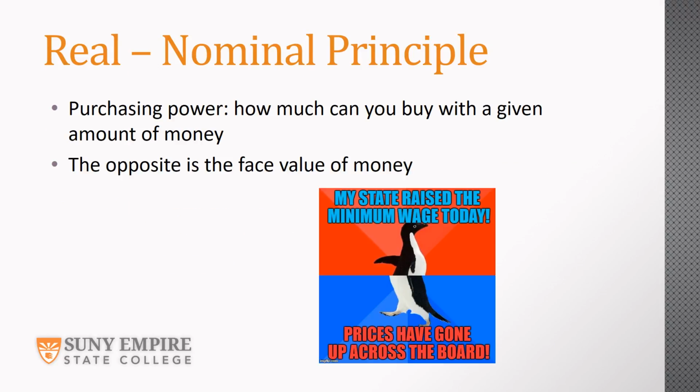The real nominal principle is a central concept to macroeconomics. It is the difference between what something is worth and what it is really worth. In other words, it is the difference between purchasing power of money and face value. Purchasing power is how much you can buy with a given amount of money. Face value is the amount printed on the bill or stamped on the coin.